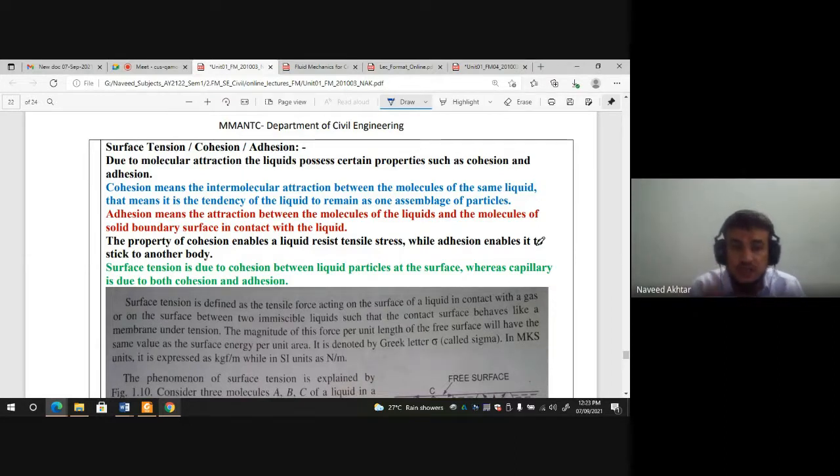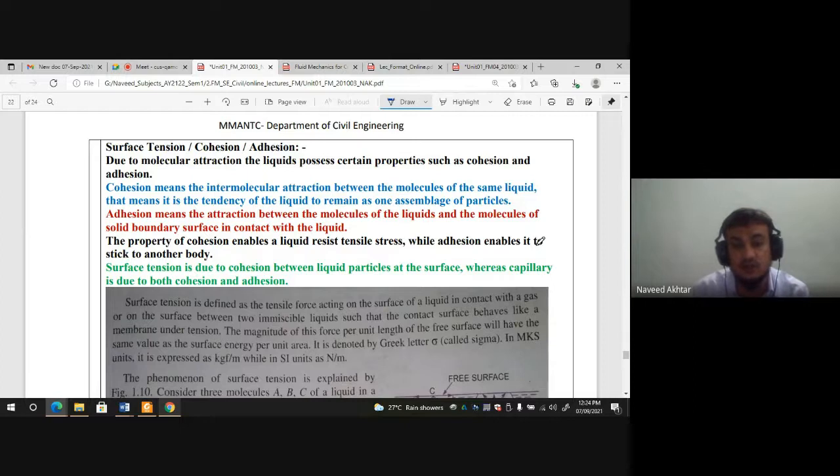So that is the cohesion between the molecules, the intermolecular attraction between the molecules of the same liquid. It is called cohesion. But what is adhesion?